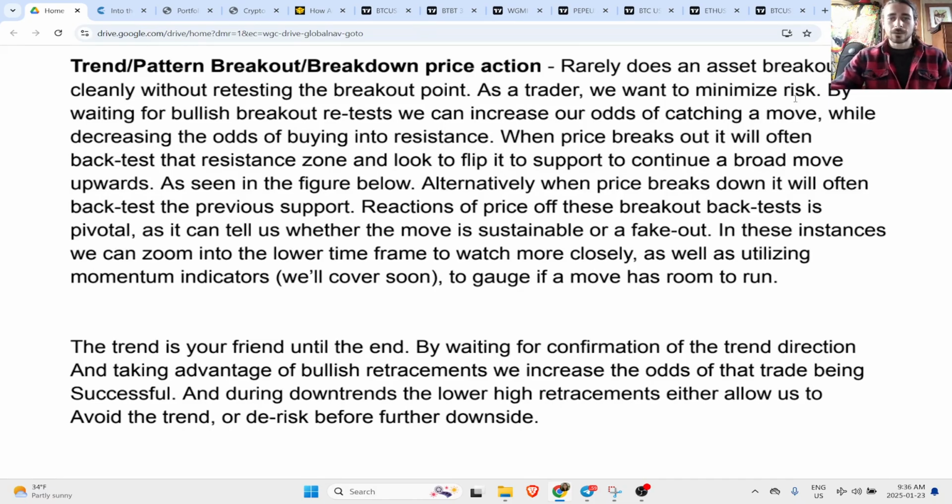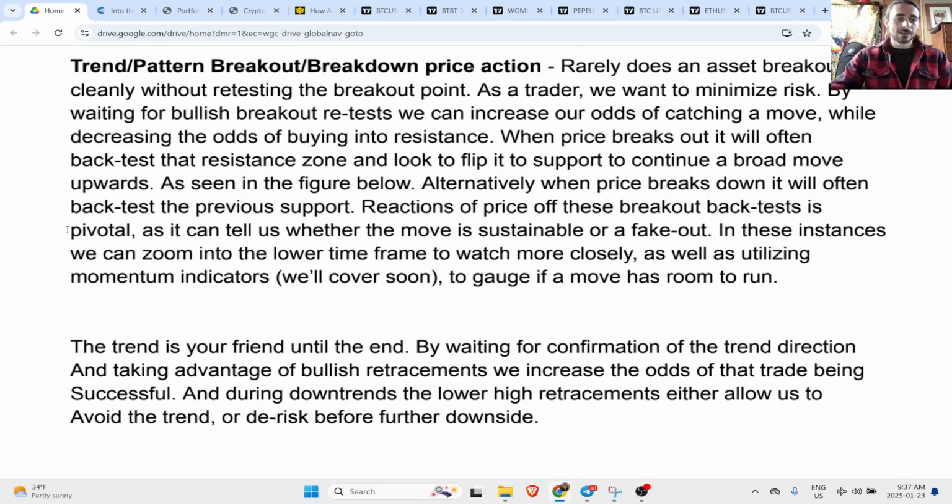Just by waiting for this breakout move, it's just more bullish price action, and generally you look for that higher low to print, and then we get in on that higher low and go up from there. And again, when price breaks out, it often backtests that resistance or support zone and then continues its move upwards. So we'll look below. I'll show you a few examples. We can see reactions off these breakout back tests is pivotal.